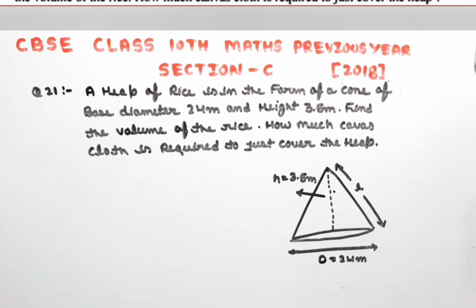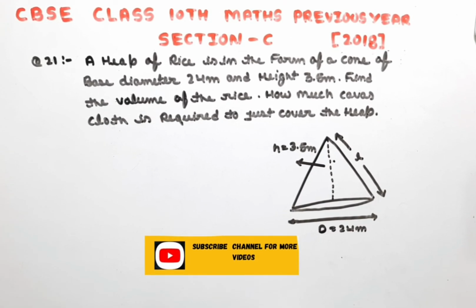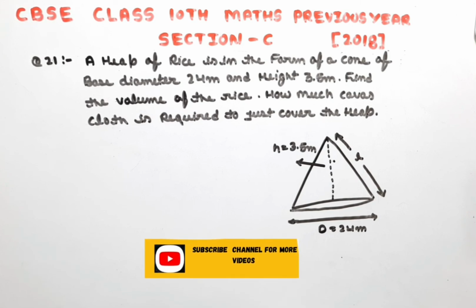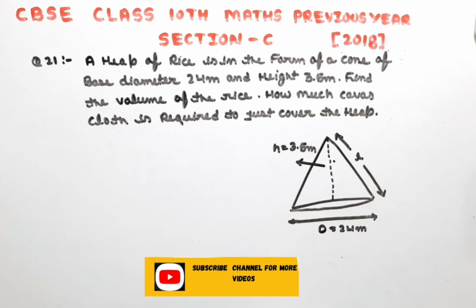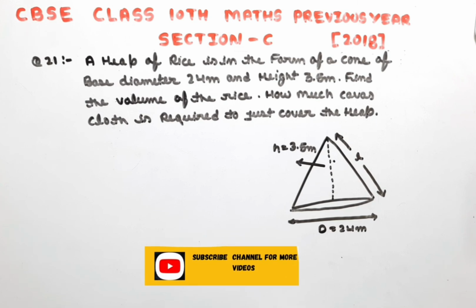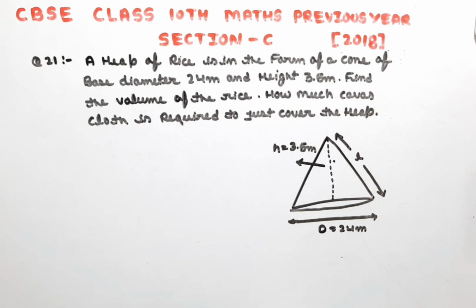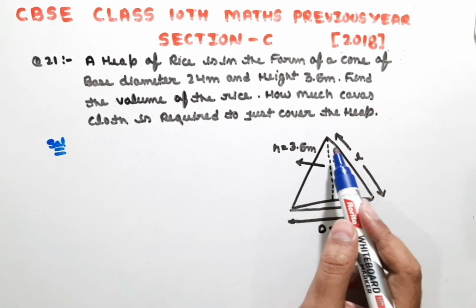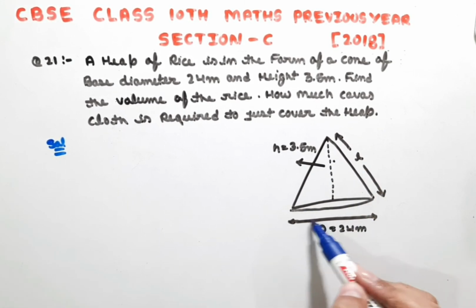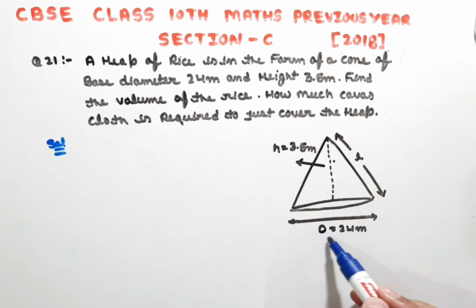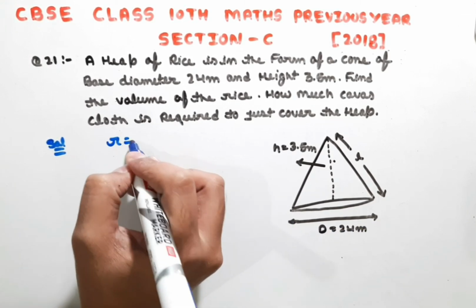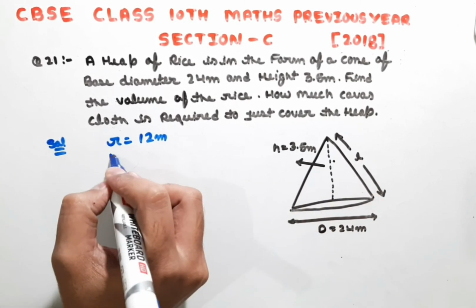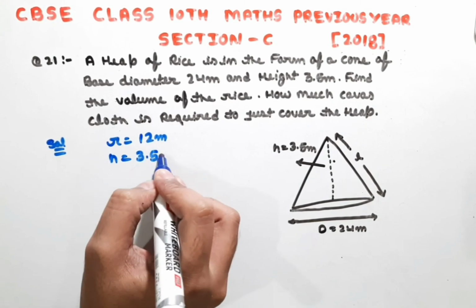Question number 21. A heap of rice is in the form of a cone of base diameter 24 meter and height 3.5 meter. Find the volume of the rice. How much canvas cloth is required to just cover the heap? In this problem, we have given a heap of rice in the shape of a cone and base diameter of the heap is 24. So radius of the cone will be 12 meter and height h is 3.5 meter.